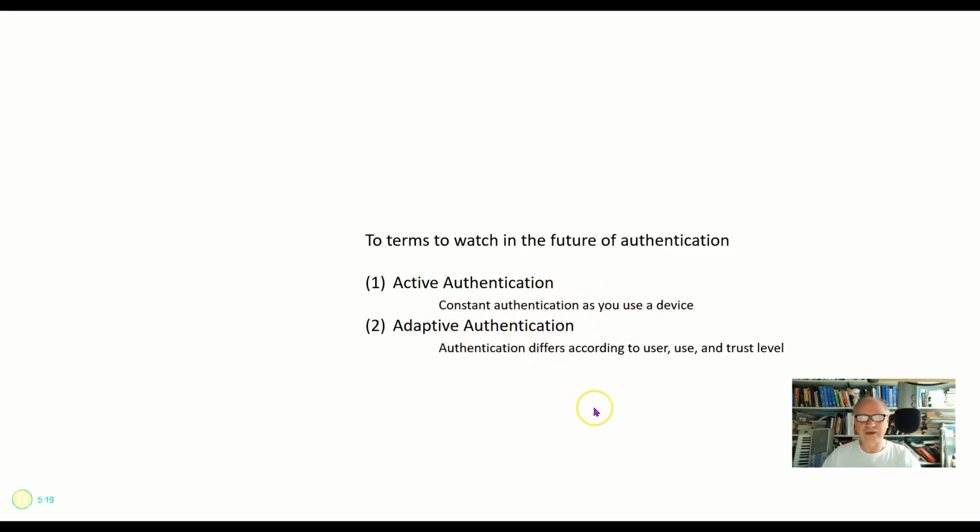Adaptive authentication is becoming more and more popular. It's the idea that we don't have a one-size-fits-all authentication system. We can have an authentication system that takes into account who you are, what usage you want, how much I trust you, and things like that, and have different authentication levels for different individuals. So that's it for the factors of authentication.